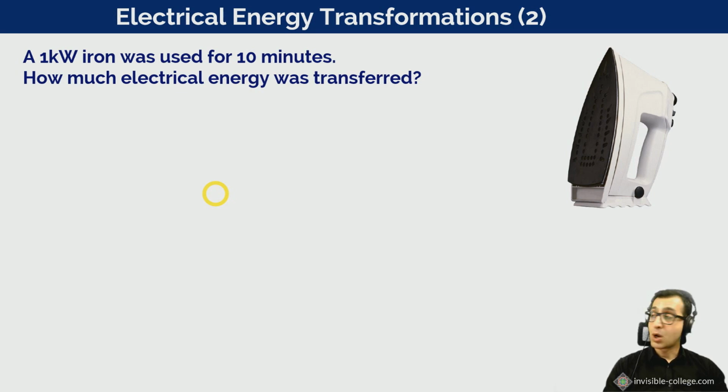So, a 1 kilowatt iron was used for 10 minutes. How much electrical energy was transferred given that mains electricity is 230 volts? So 230 volts is the mains voltage for mains devices like this iron in the UK. So there's your question. Have a few seconds, have a go at this question for yourselves, and see if you can come up with the answer.